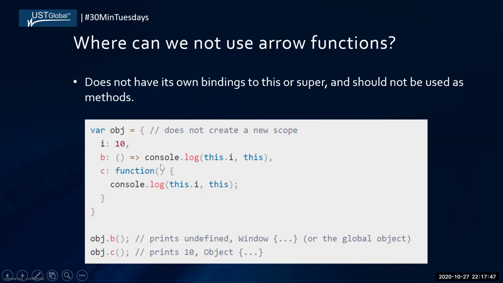As you can see in the example, the object has two methods, B and C, and B is declared with an arrow function. If we use this method, it will show undefined because it does not have the scope of this object. It's taking the window object or the parent object. So this is one limitation of arrow functions. We should not use arrow functions as methods.